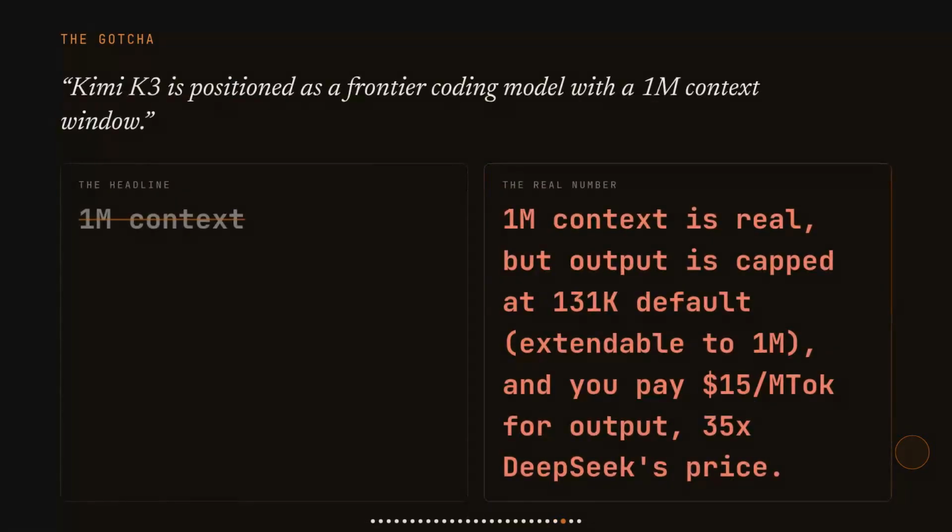One thing the docs don't surface clearly: Kimi K3's 1 million token context is real, but the default output cap is 131K, not 1 million. To actually unlock full 1 million token output, you have to explicitly configure it, and you're paying $15 per million output tokens the whole time. That default cap catches people off guard.